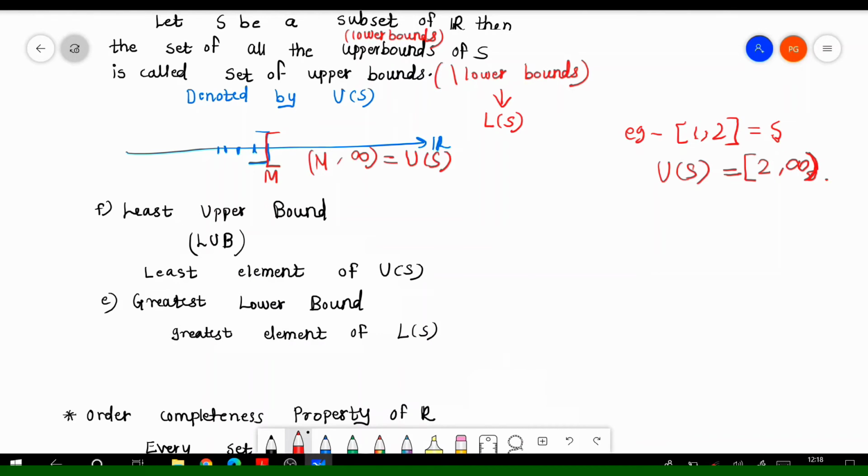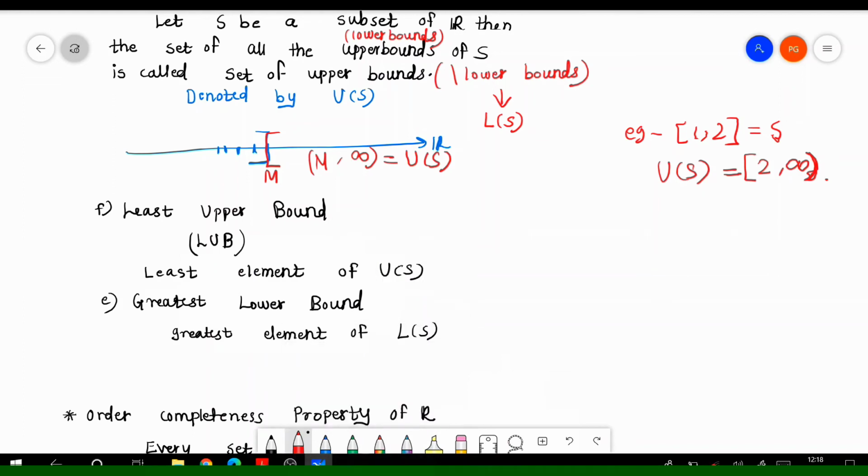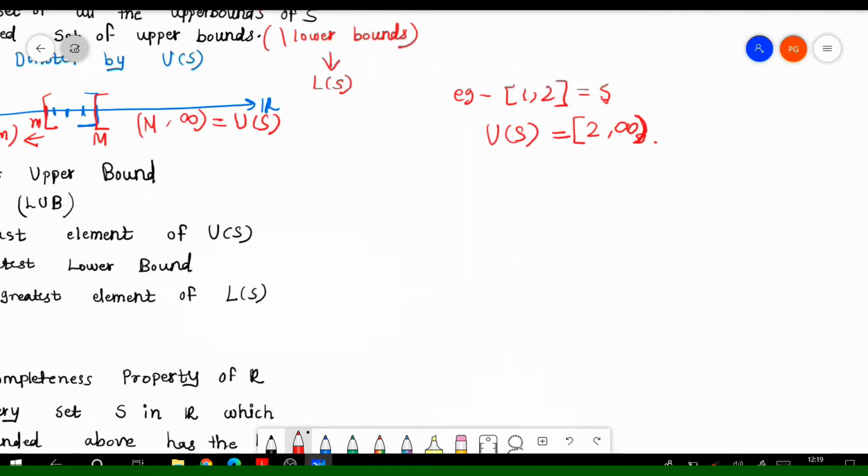So we can say that U of S, the upper bounds of set S, is 2 to infinity. Why? Because after 2 there does not exist any element of S, and hence this is the set of upper bounds of S. And similarly, if you have an element like this, to the left of which there does not exist any element of S, then minus infinity to, suppose this is M, is said to be the set of lower bounds, which is denoted by L of S. So if you see this example only, then to the left of 1 there does not exist any element of S, and hence we can say that the lower bounds of S is minus infinity to 1.